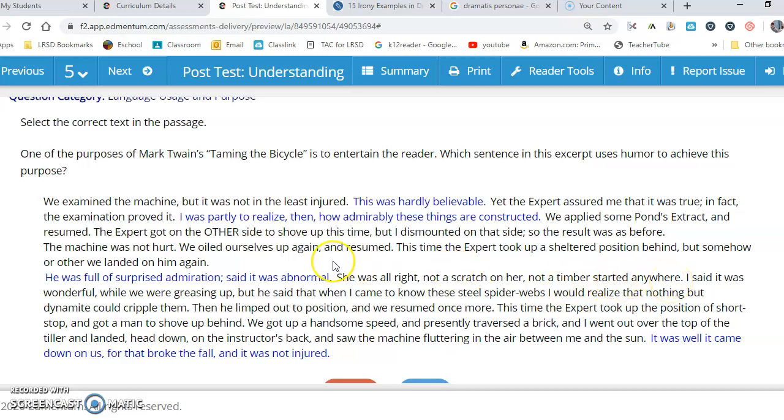I said it was wonderful while we were greasing up, but he said that when I came to know these steel spider webs, I would realize that nothing but dynamite could cripple them. Then he limped out to position, and we resumed once more.